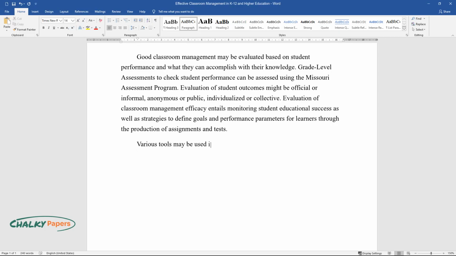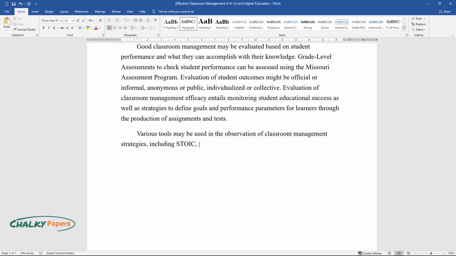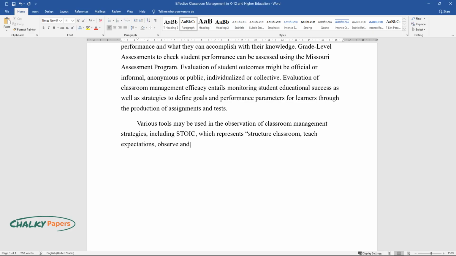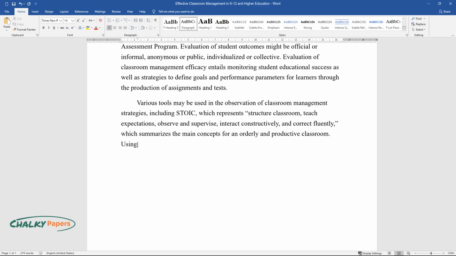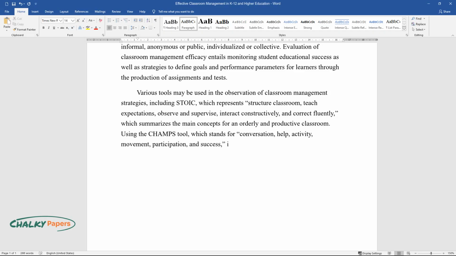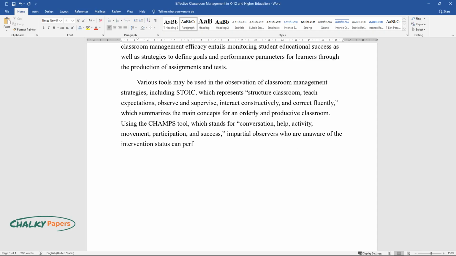Various tools may be used in the observation of classroom management strategies, including STOIC, which represents structure classroom, teach expectations, observe and supervise, interact constructively, and correct fluently, which summarizes the main concepts for an orderly and productive classroom. Using the CHAMPS tool, which stands for conversation, help, activity, movement, participation, and success, impartial observers who are unaware of the intervention status can perform class observations.